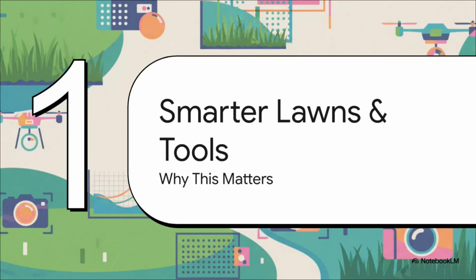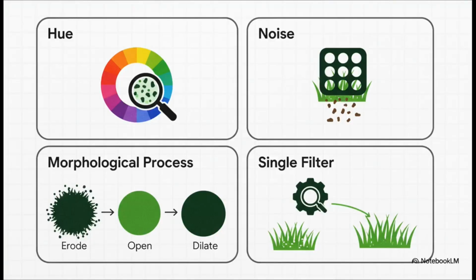So, okay, we've just walked through a pretty technical process, but let's zoom out. What's the big picture? Why does developing a better way to count blades of grass from a simple photograph actually matter in the real world? So let's recap. We figured out that hue is an amazing tool for zeroing in on a color. We also saw how simple filters get totally tripped up by noise like soil and shadows. But by using these intelligent morphological transformations, like erode and dilate, we can clean up that data and get a result we can actually trust, no matter what the lawn looks like.